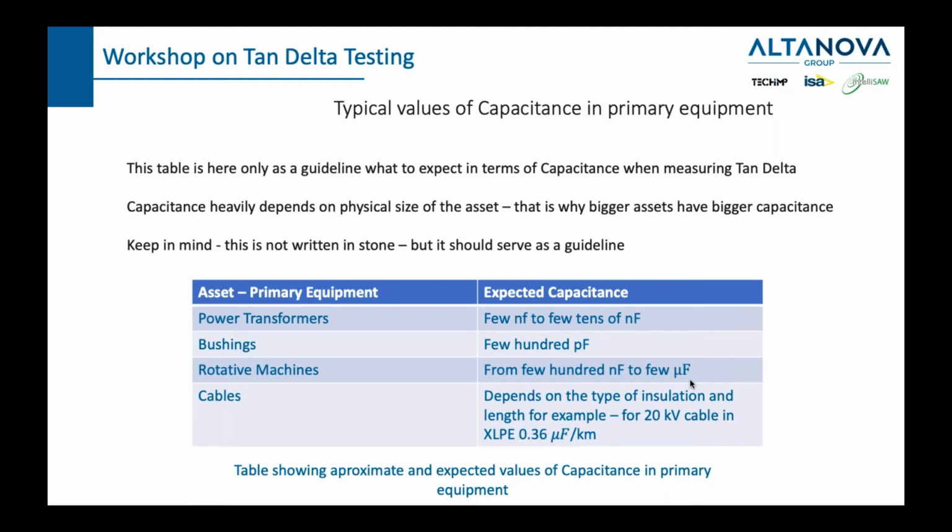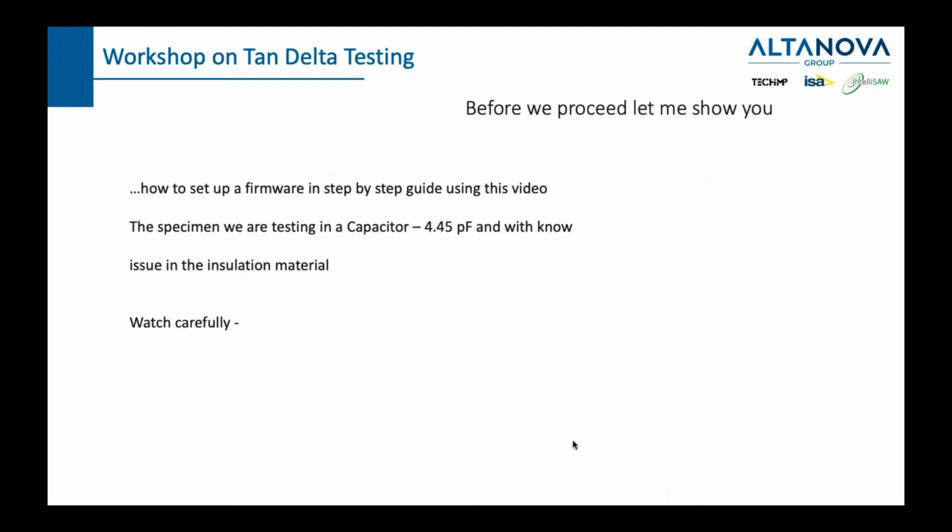We took one example here. For a 20 kV cable in XLPE, we can have 0.36 microfarads per kilometer. So for 1 kilometer, 360 nanofarads would be a capacitance, which is not a small number.